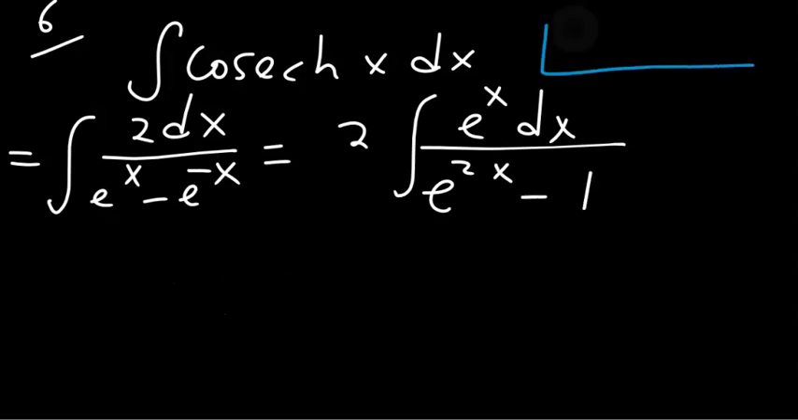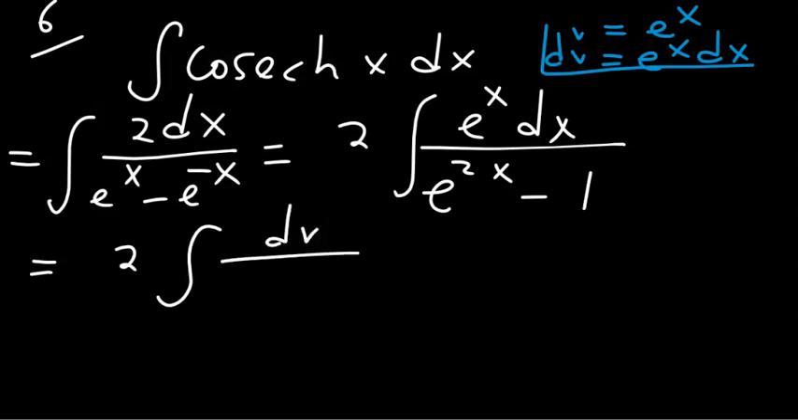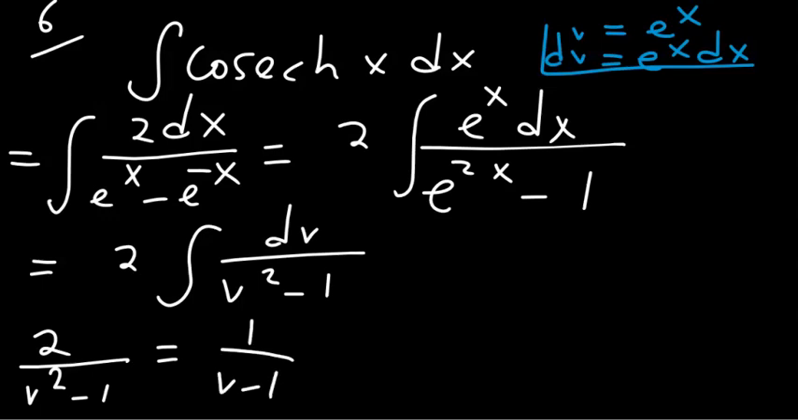So let's make the following substitution. v is e to the power x, so dv is e to the power x dx. And in terms of v, that integral becomes the integral dv over v squared minus 1. If we remember, the method of partial fractions will yield the following result. 2 over v squared minus 1 is 1 over v minus 1 minus 1 over v plus 1. So we can substitute this result in the integrand.